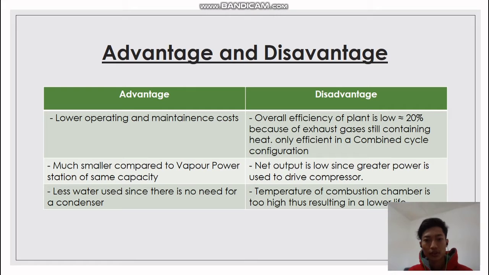And the disadvantage of gas power plant is overall efficiency of plant is low, which is 20% approximately, because exhaust gas still contains heat, only efficient in the combined cycle configuration. So it needs to be complex to achieve higher overall efficiency. And next, the disadvantage is net output is low since greater power is used to drive a compressor. And lastly, the temperature of combustion chamber is too high, thus resulting in a lower life, so it's not reliable. Okay, so that's all from me.